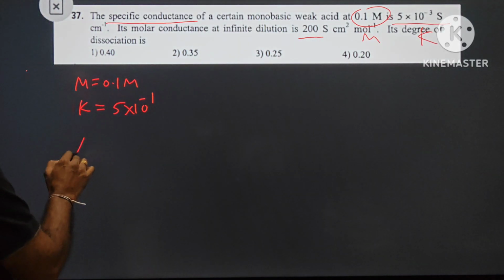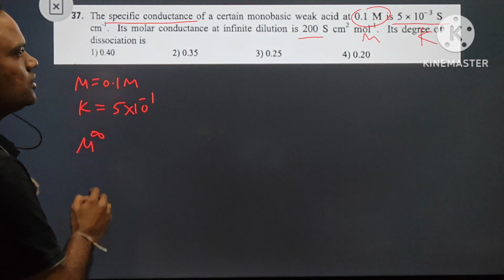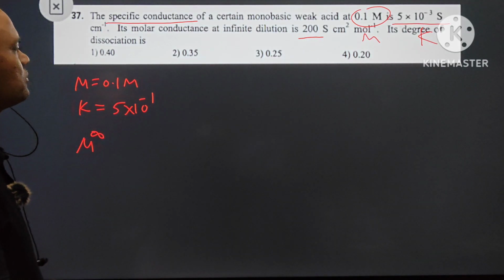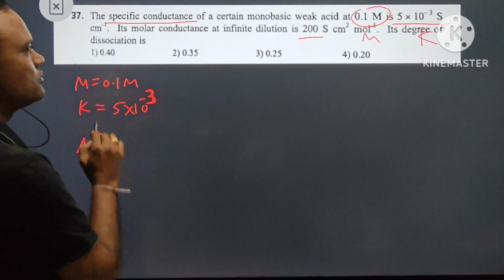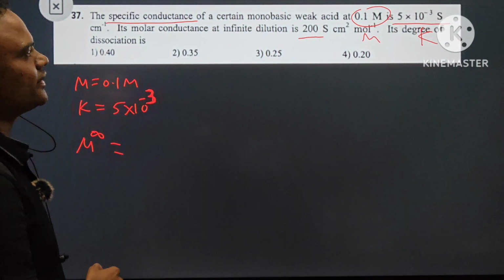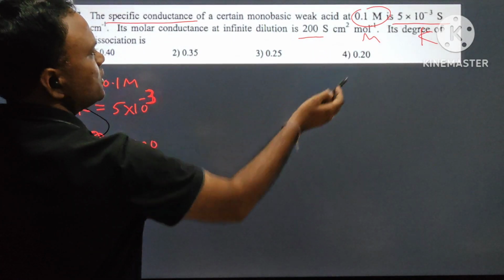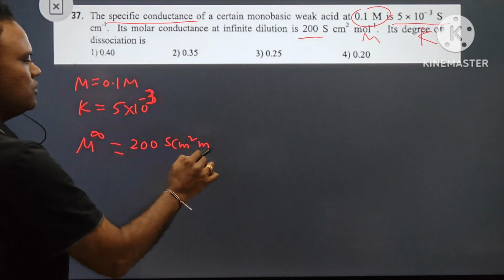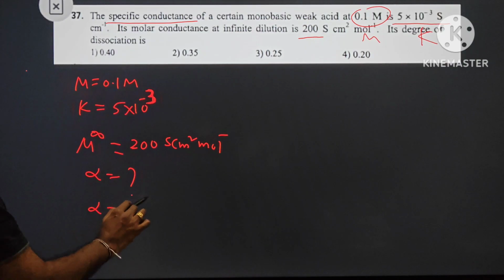Molar conductance at infinite dilution, mu infinity, is 200 Siemens centimeter square mole inverse. What you have to calculate is alpha. What is the formula?